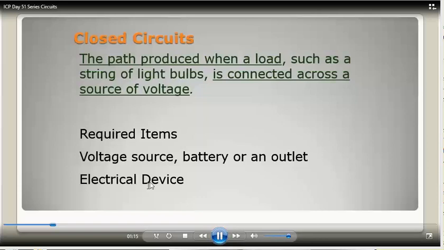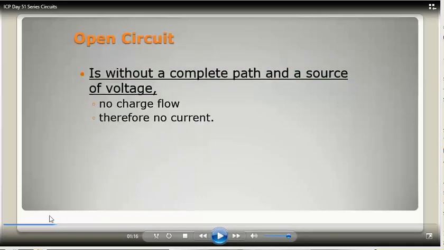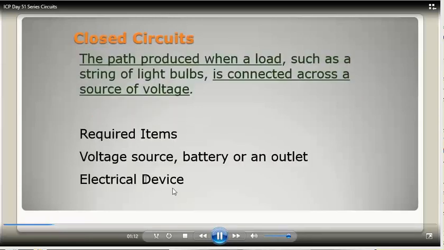So examples of this voltage source could be a battery, or you have it plugged into an outlet. Check that. Voltage source could be the battery or the outlet. The electrical device could be like a hair dryer.